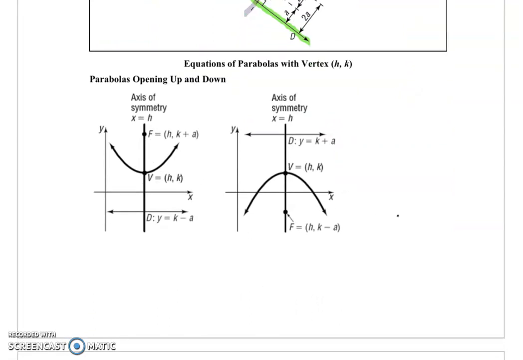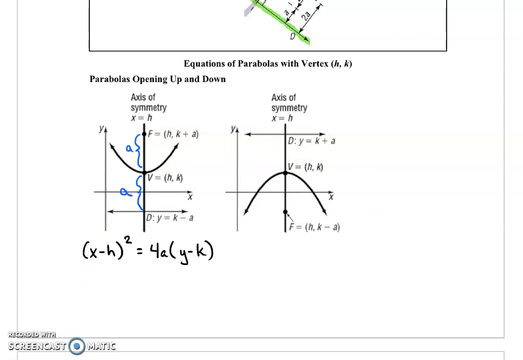So there are 4 types of parabolas we can do this way. The first type opens up, and it has the equation x minus h squared equals 4a times the quantity y minus k. And just so we know, (h, k) is the vertex, and remember a is the distance from the focus to the vertex, or the distance from the vertex to the directrix, because they're the same.